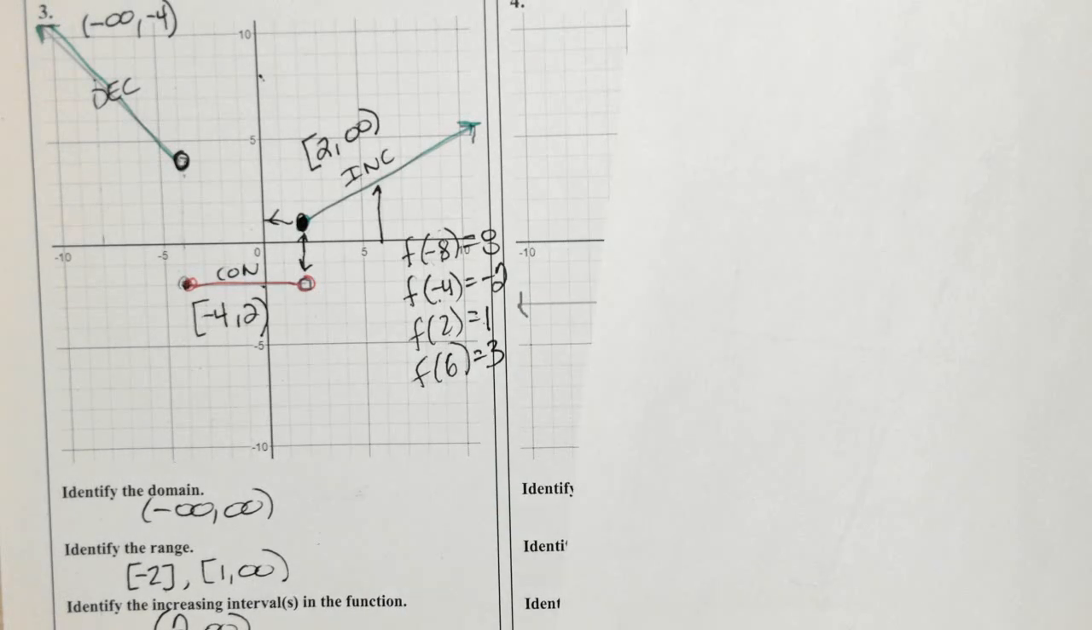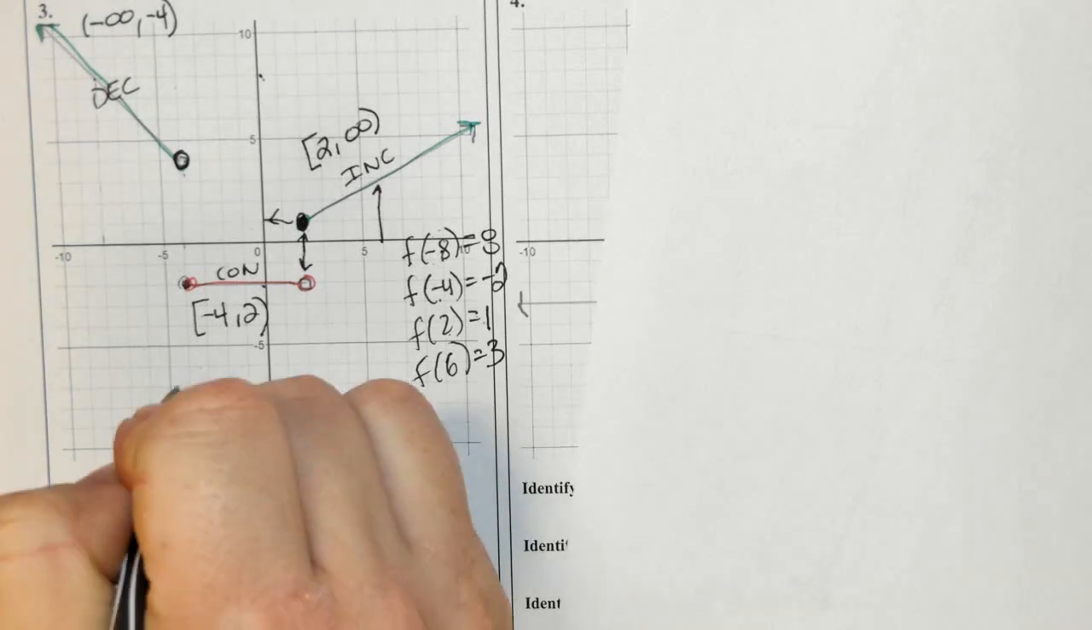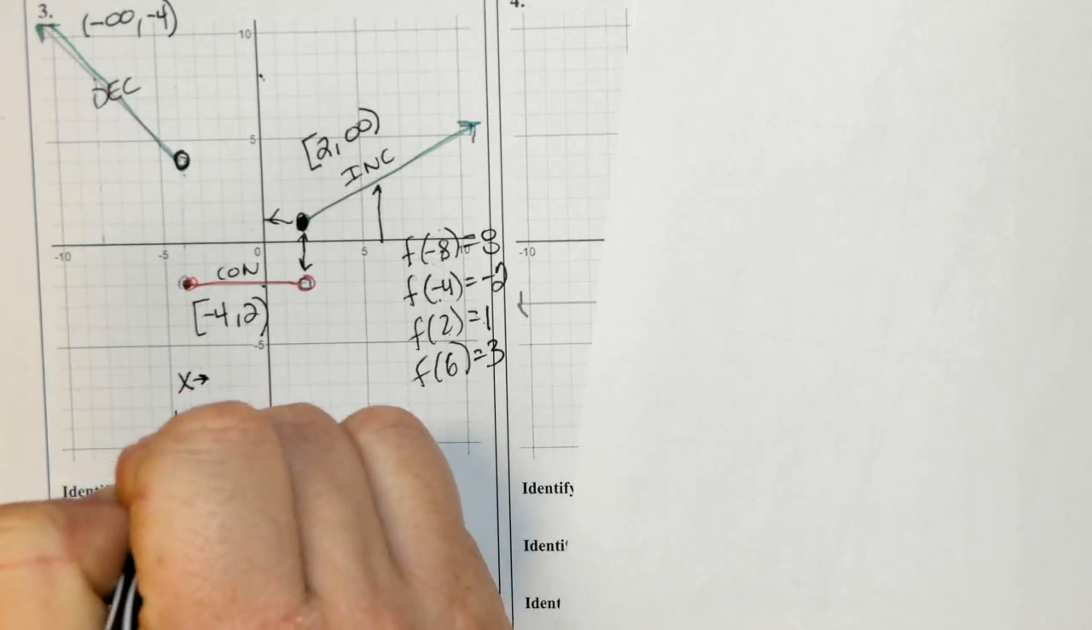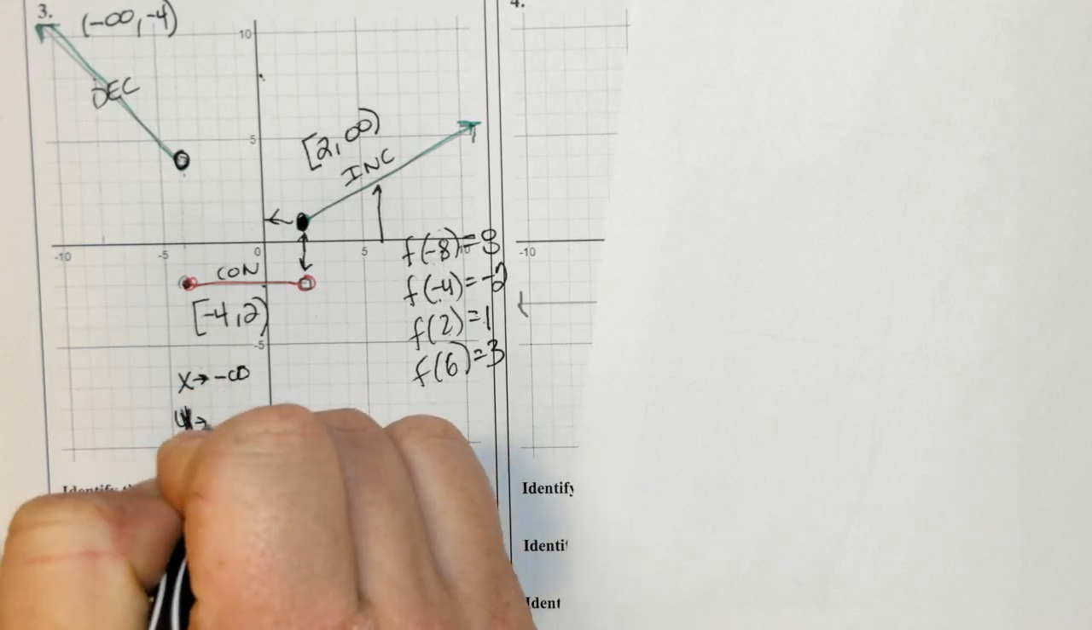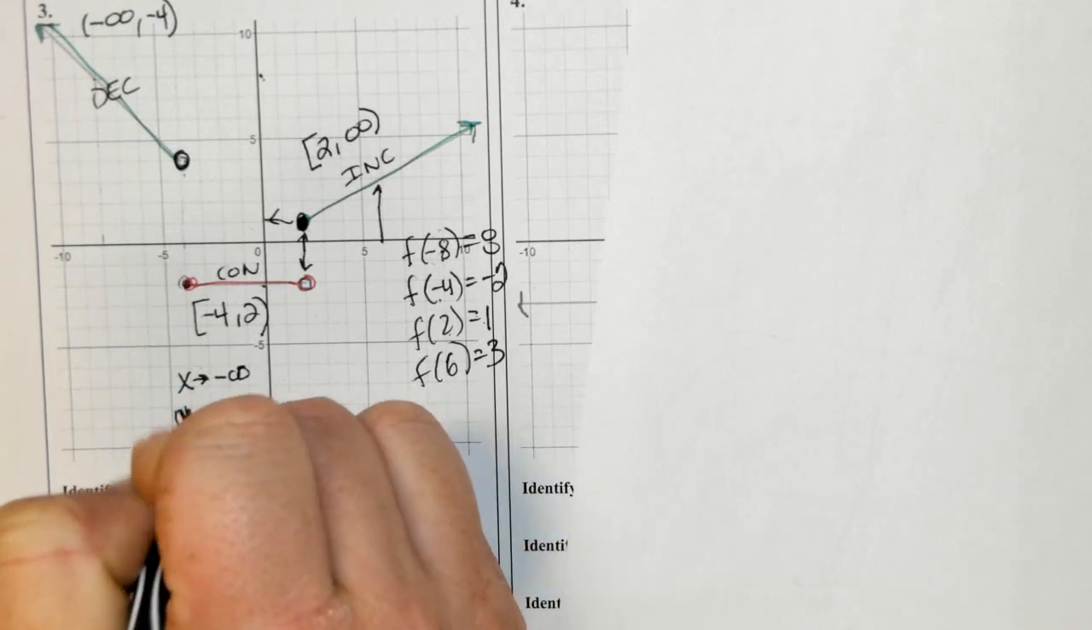3 things left: end behavior, and then x and y intercepts. So I'm going to do it up here again so you can see. Negative infinity and positive infinity for the x's.